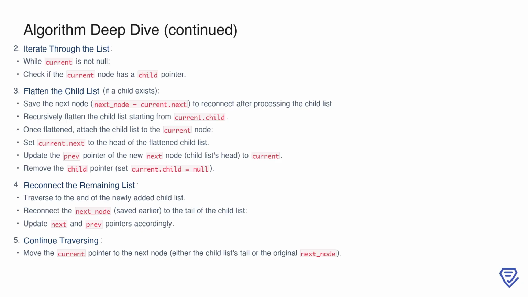To complete the process, we traverse to the end of the newly added child list and reconnect the saved next node to the tail of the child list. Both next and previous pointers are updated accordingly to maintain the integrity of the doubly linked list structure. Finally, the current pointer is advanced to the next node, which could either be the tail of the child list or the original next node.